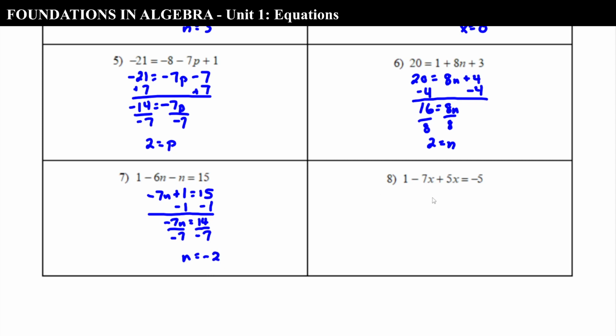And then finally, number 8, negative 7x plus 5x. That together is going to give us negative 2x plus 1 equals negative 5. We subtract 1 from each side. Make my minus signs a little bit better. We got negative 2x equals negative 6. And then we divide each side by negative 2. And so x equals 3.